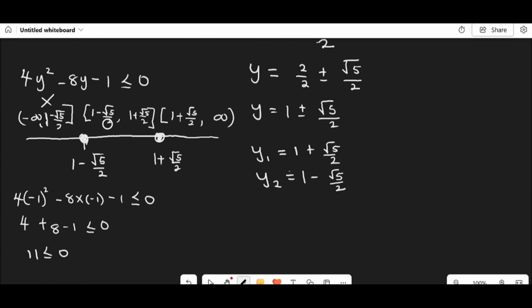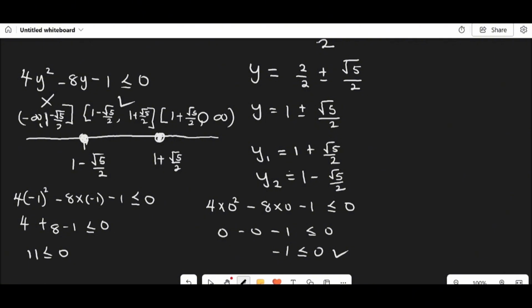Let us pick a value within this interval. For example, let us pick 0 and check whether it holds true. 4 multiplied by 0 squared minus 8 multiplied by 0 minus 1 is less than or equal to 0. This gives us 0 minus 0 minus 1 is less than or equal to 0. Minus 1 is less than or equal to 0. This is true. So this interval, we choose it.